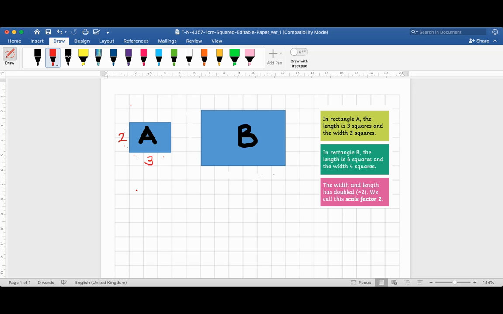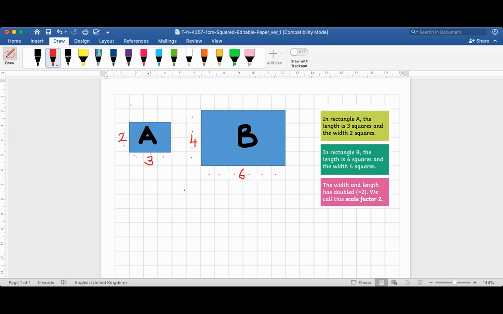Now let's move on to the enlarged shape, shape B. We now need to work out the length and the width of this shape. So let's work out the length. 1, 2, 3, 4, 5, 6. 6 squares have been covered. So I'm going to put a 6 here. Let's move on to the width of this shape. We can see that 4 squares have been covered. So we now need to put a 4 here.